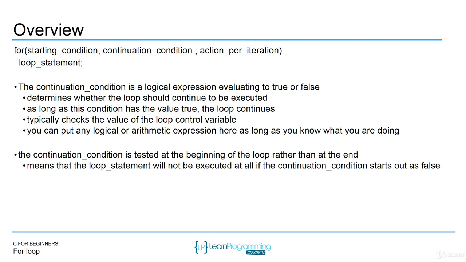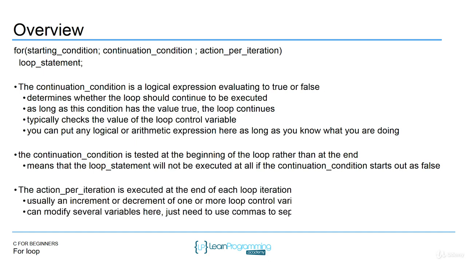The continuation condition is tested at the beginning of the loop rather than at the end. This is referred to as a pre-test loop. You'll notice the difference when we talk about the do-while loop, which is a post-test loop. But what this means is that the loop statement may be executed once, or it may be executed 0 times. It all depends on whether or not that continuation condition evaluates to true or false. If it evaluates to false, you're never going to execute the body. If it evaluates to true, you'll execute that body at least once.